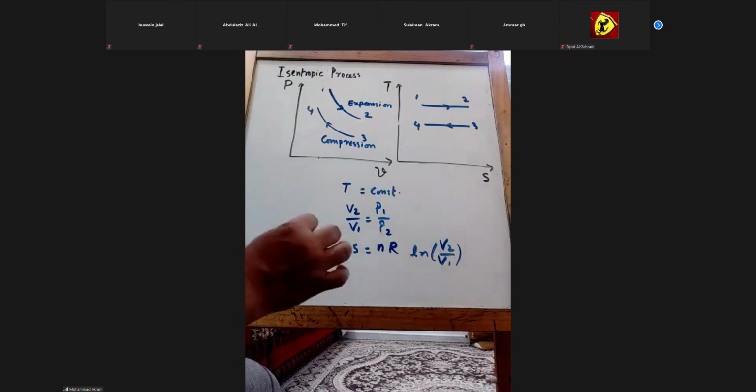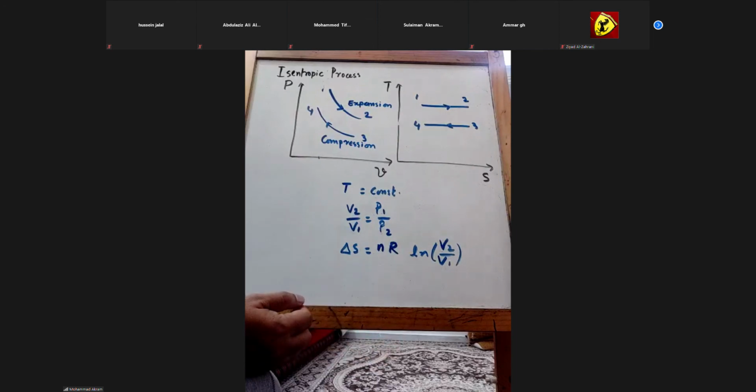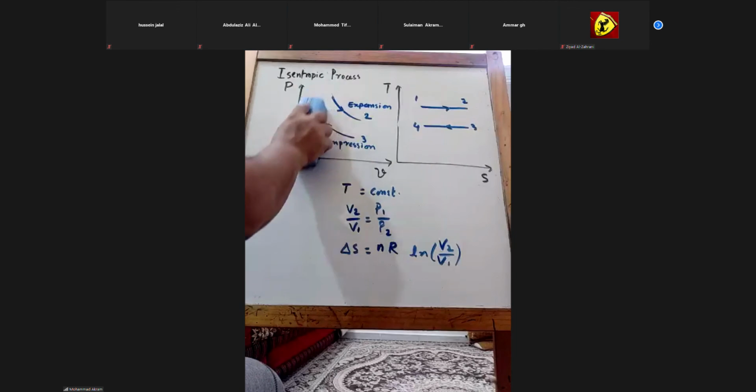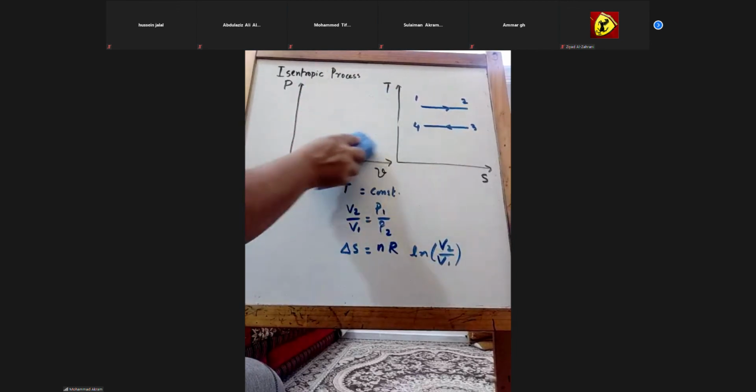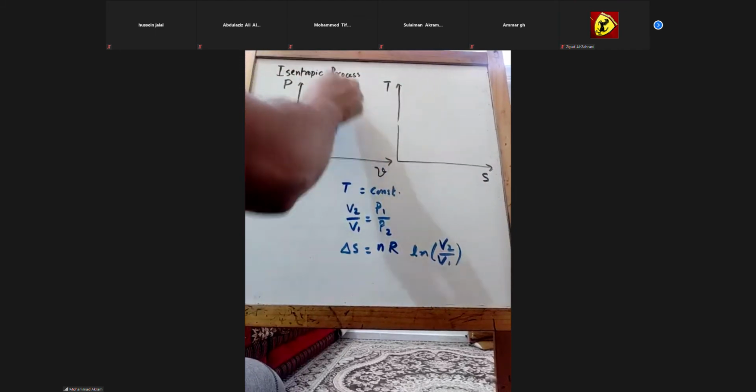So if it is isentropic, then it is compulsorily adiabatic, because it is satisfying both conditions, adiabatic as well as reversible. But if it is adiabatic only, then we are not sure whether it is isentropic or not, because it may be reversible or irreversible. If it is adiabatic but irreversible, then it is not isentropic. So isentropic is always an adiabatic process.